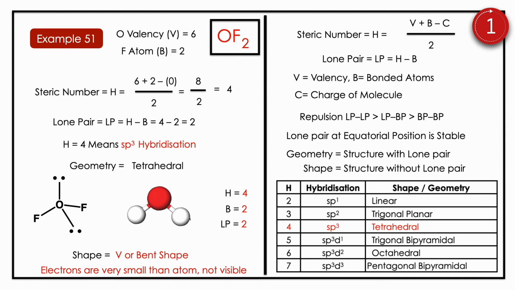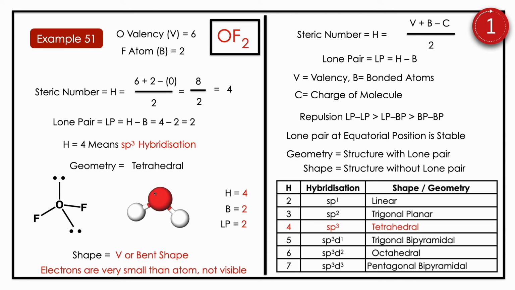Then let us look at example 51, OF2. Oxygen valency is 6, which is the central metal atom here. Fluorine is 2, so steric number H equals (6 plus 2 minus 0) whole divided by 2, which gives 8 by 2 gives 4. Lone pair will be H minus B, which is 4 minus 2 gives 2.